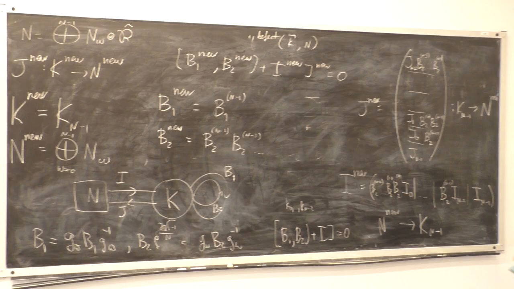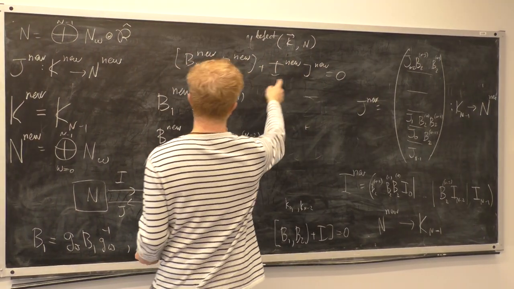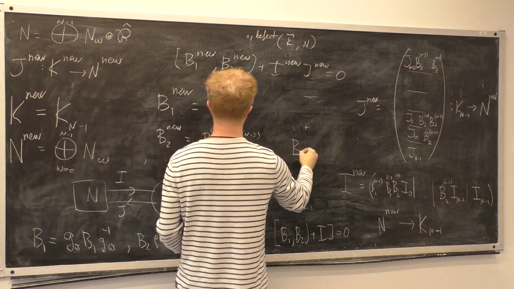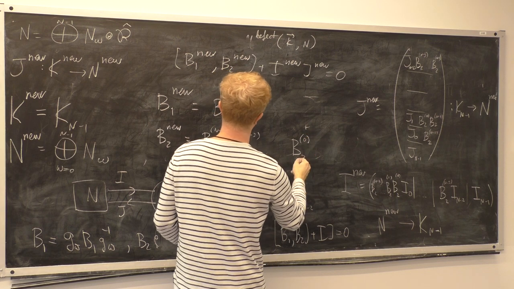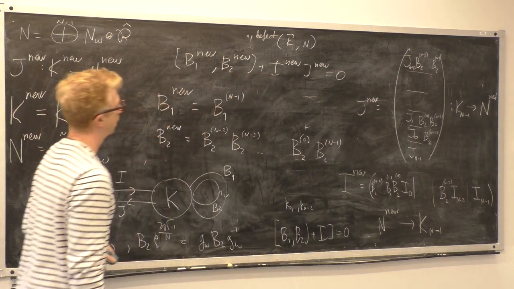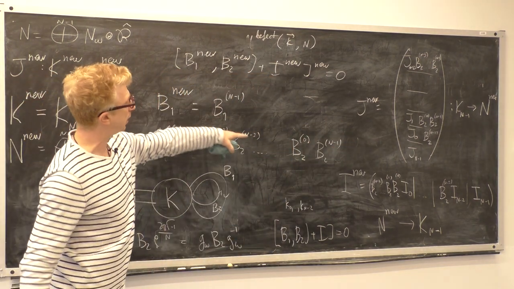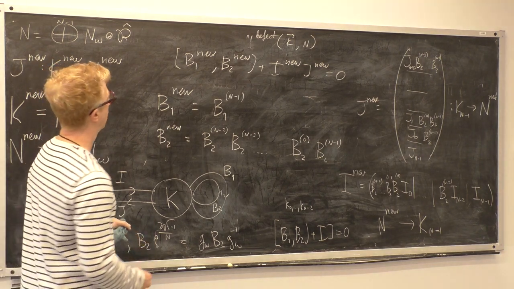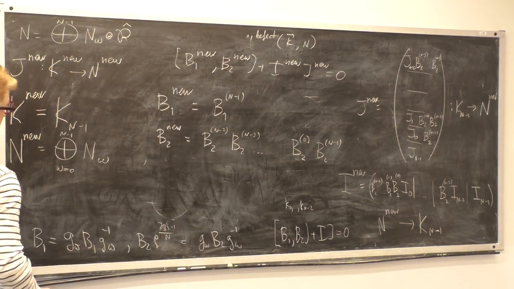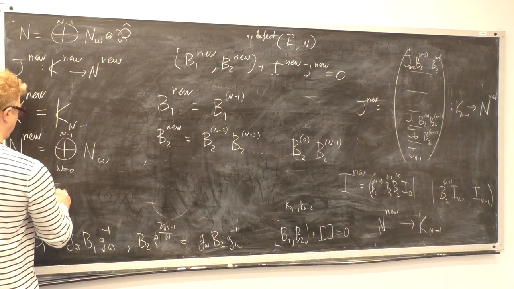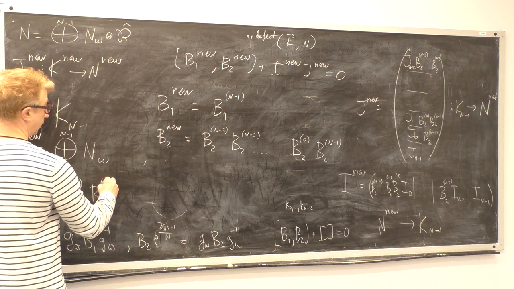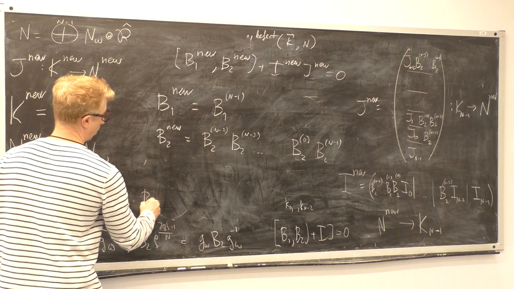So you can guess this formula, once you believe me that this is the right formula for the product of B's. Then just compute the commutator by using the Leibniz rule. Use this equation. So the commutator of B1 n minus 1 with the product of all these matrices.